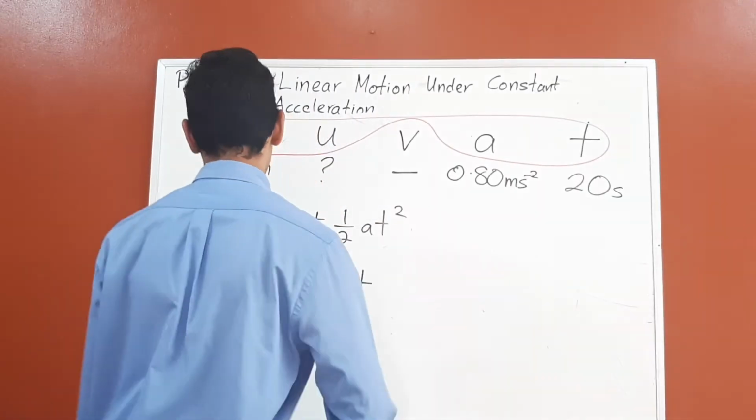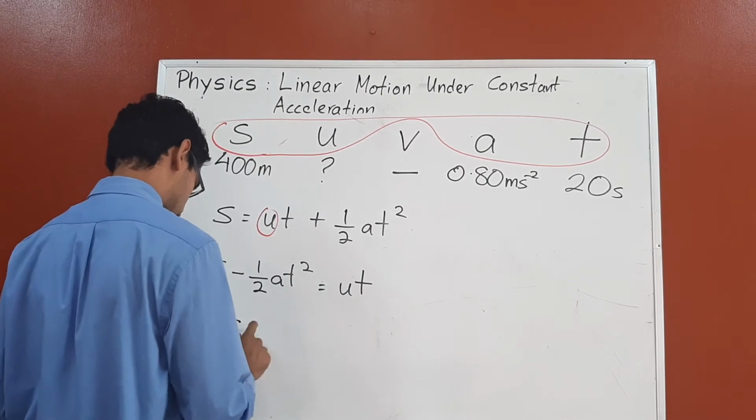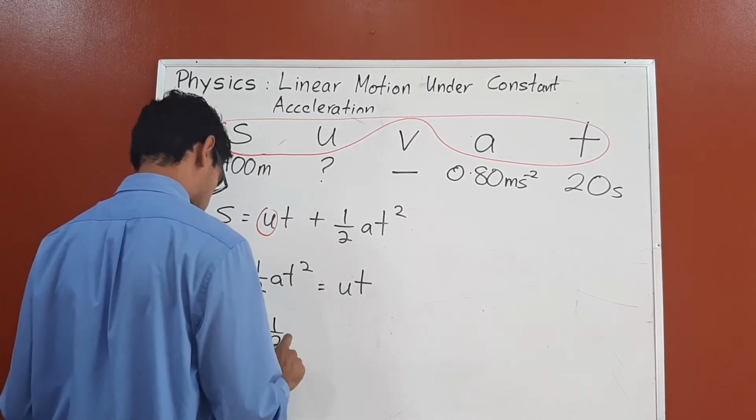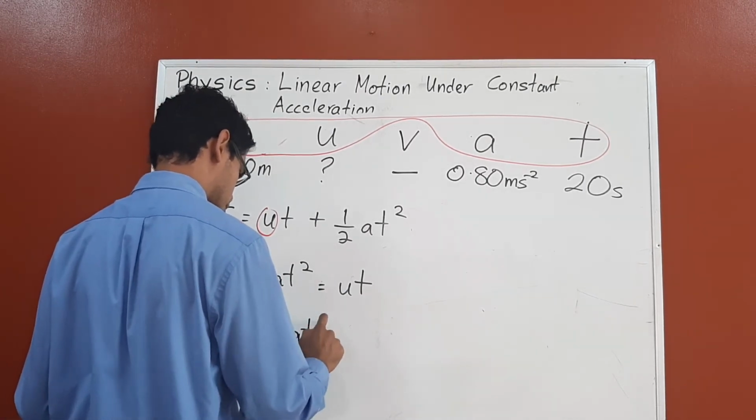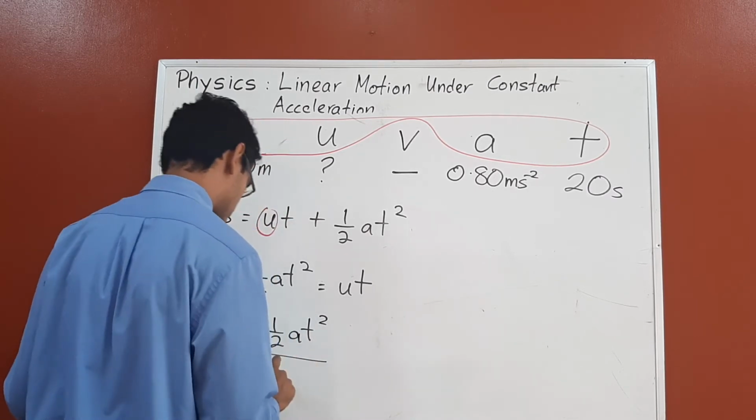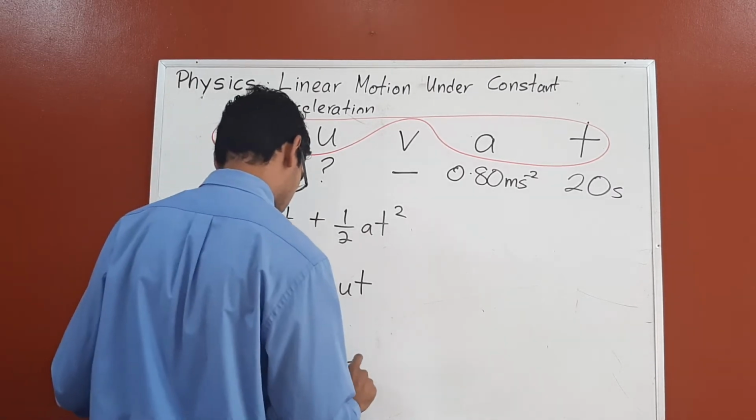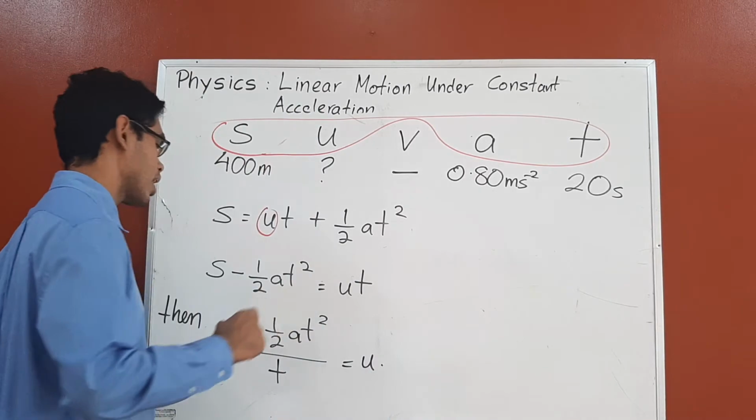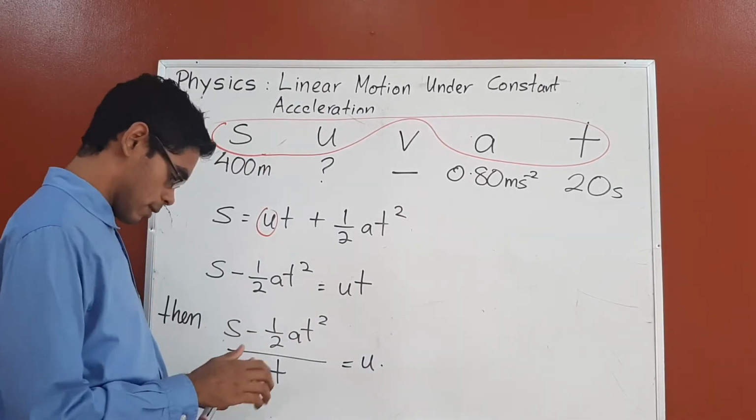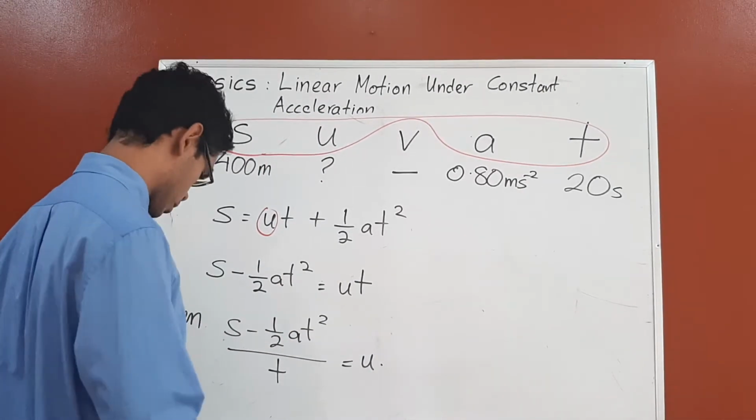Dividing by T. So S minus half AT squared, all divided by T, and that's equal to U. Now we have set the stage to solve our problem. Good work, people.